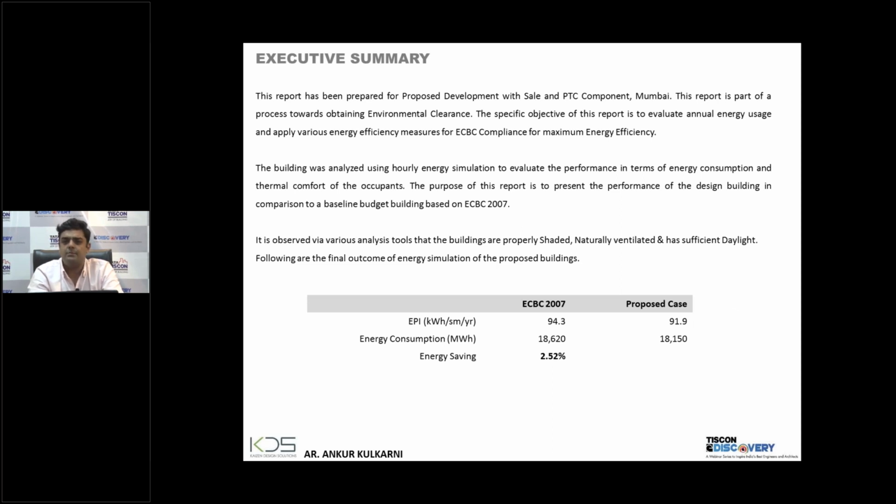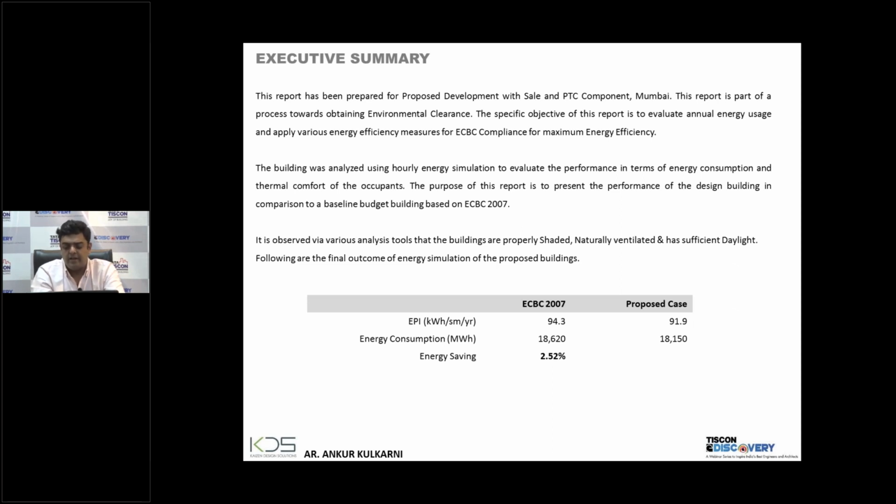You may feel that this number is very less, just 2.5% saving, what difference does it make? But this is against ECBC and not any other conventional or contemporary building. And our EPI is close to 94.3. So, sorry, ECBC EPI is 94.3 and our proposed case is 91.9.